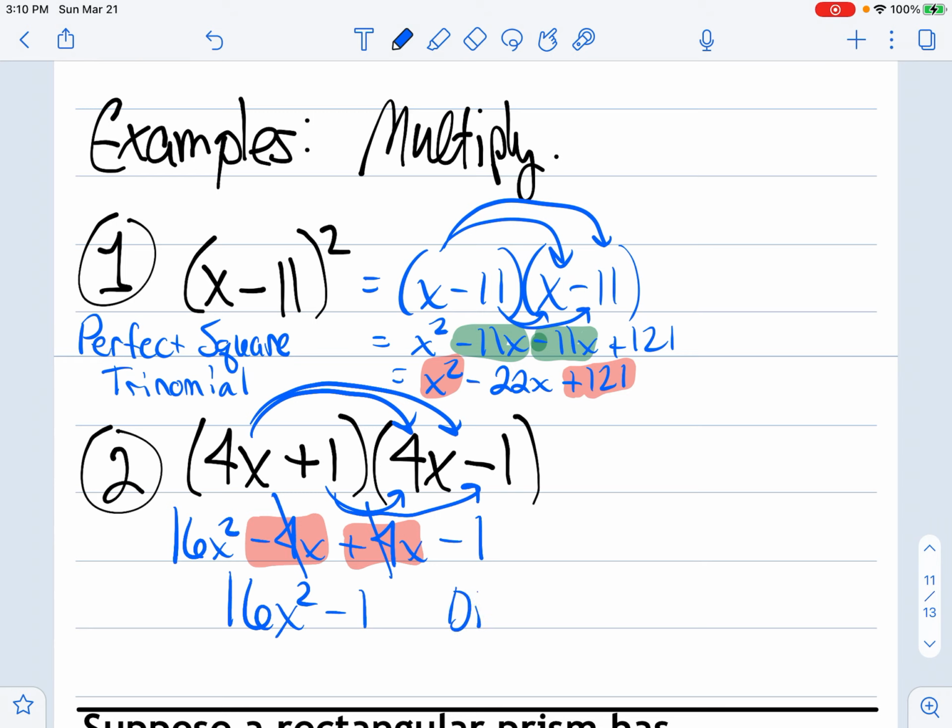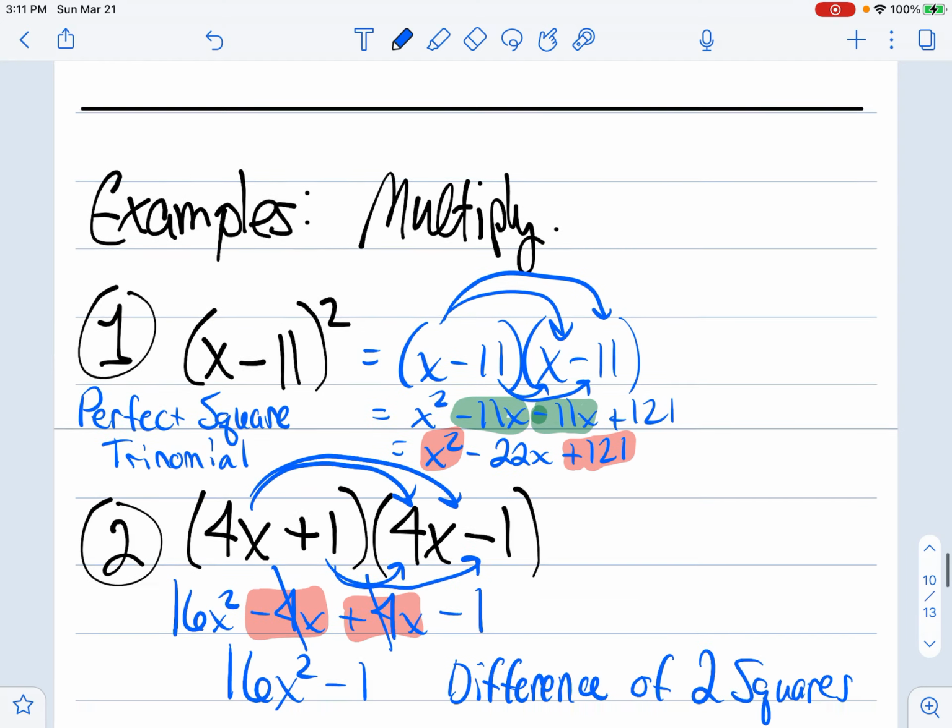This is called a difference of 2 squares. Both terms are perfect squares. 16x squared is 4x times 4x. Negative 1 is 1 times 1. It's a difference of 2 squares.